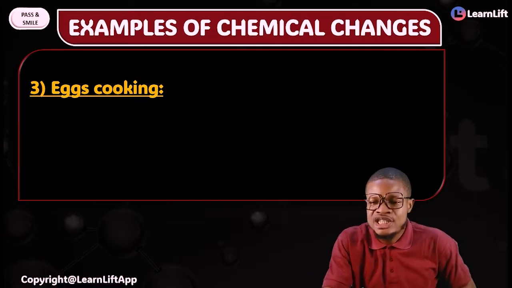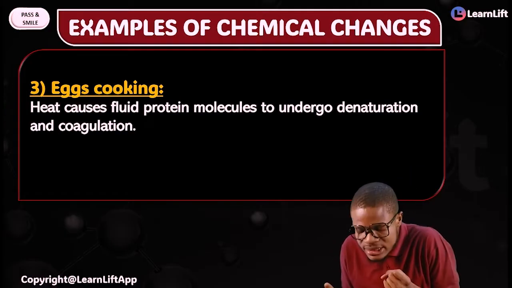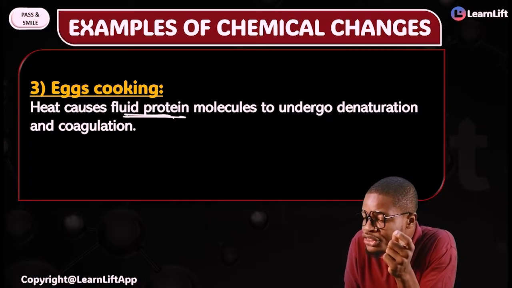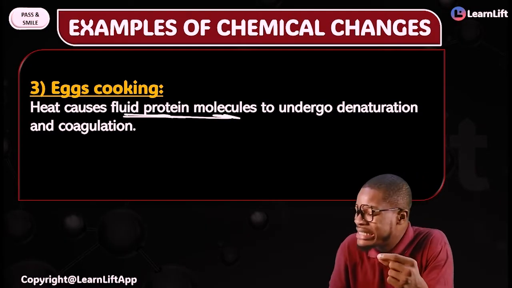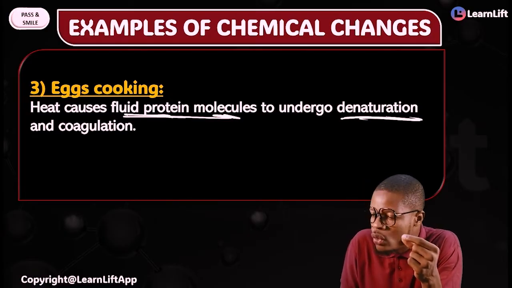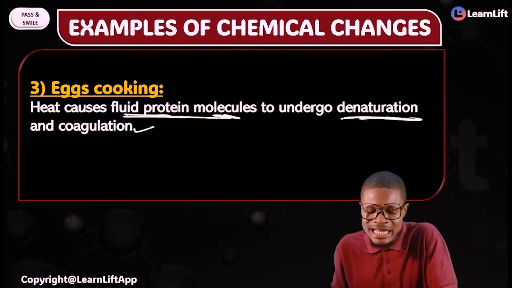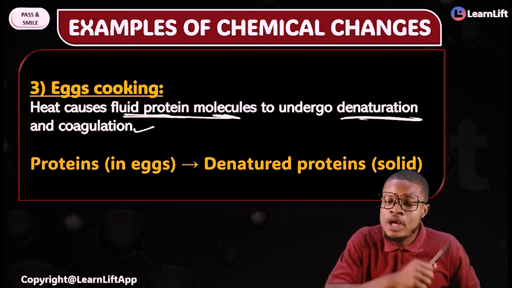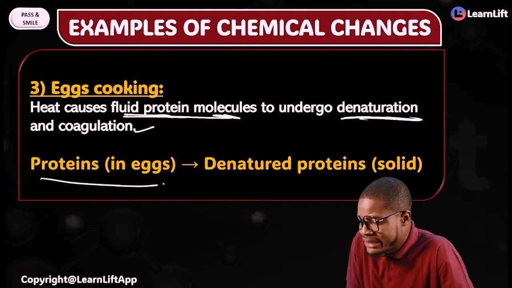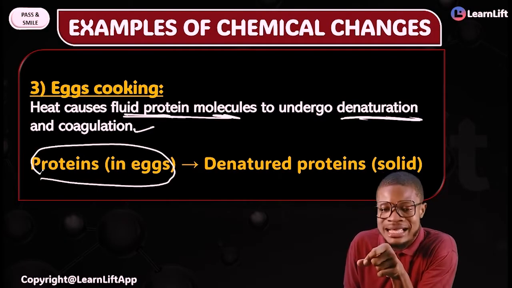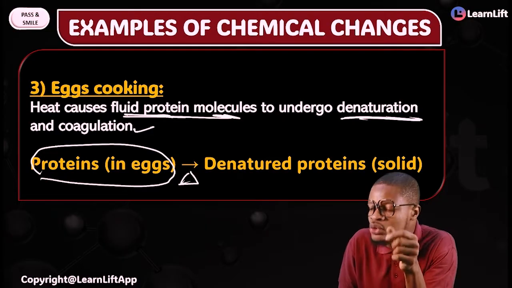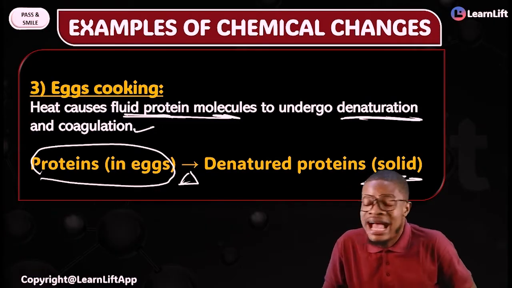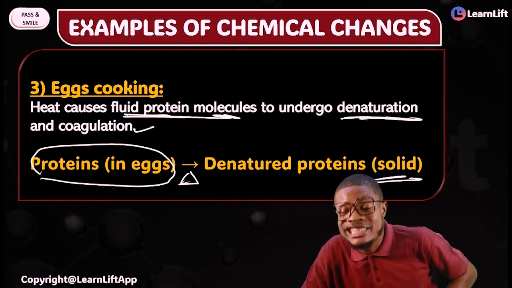Of course, it is chemical change. Why is it so? It's so because the heat that you are applying to it during that boiling causes the fluid protein molecules to undergo what is called denaturation and coagulation. Two things: denaturation and coagulation. And what is causing that? It is heat. The protein in egg, which is in the fluid format, if you apply heat to it, what will happen? It will become denatured, and that's why it will become what? Solidified. And that's a good example of your chemical change.